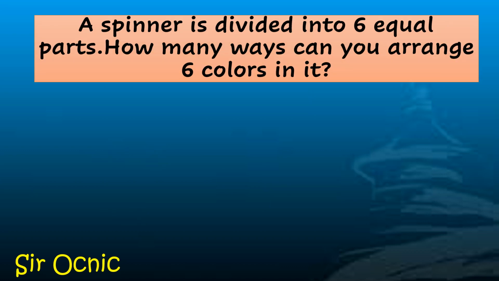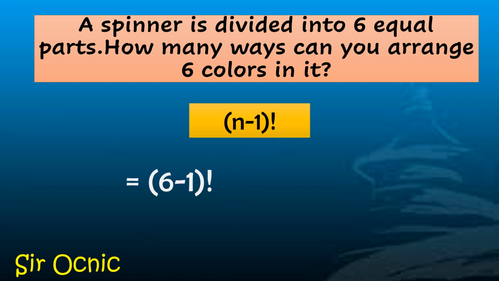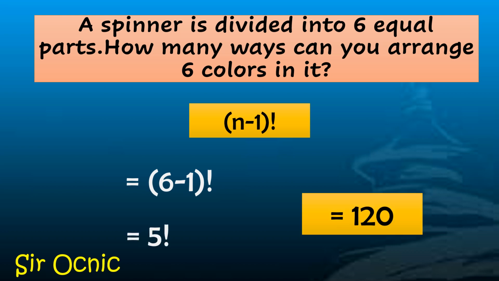A spinner is divided into 6 equal parts. How many ways can you arrange 6 colors in it? Using n minus 1 factorial with n equal to 6, that is equal to 6 minus 1 factorial or 5 factorial. And 5 factorial is equal to 120.